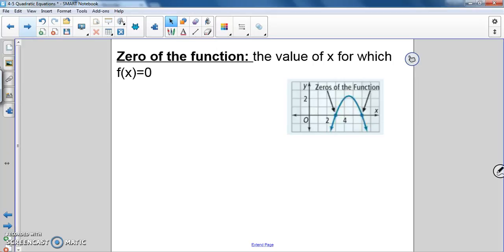So the reason we set our quadratic equation equal to 0 is because we want to find the zeros of the function, which is the value for x in which our function equals 0. So we want to find our x values that make our function equal 0. The zeros of our function is also where we cross our x-axis, and these are the solutions to our quadratic equation.